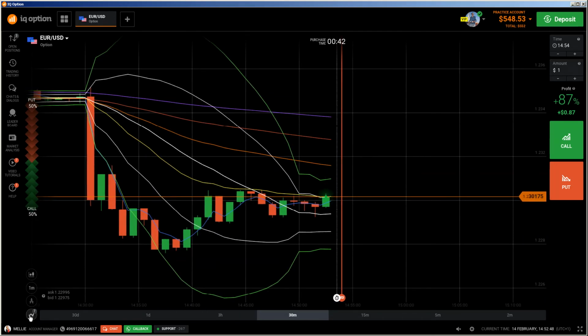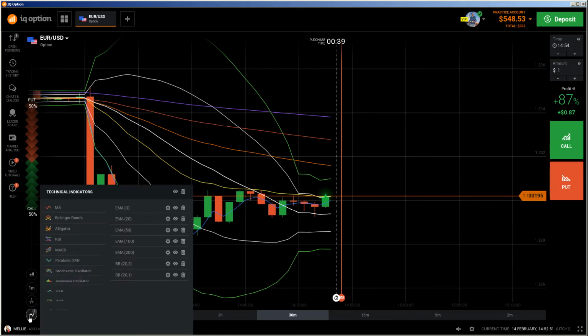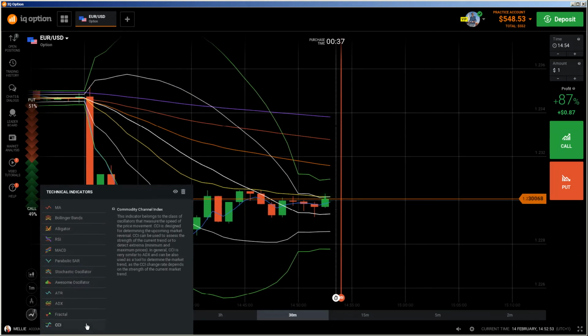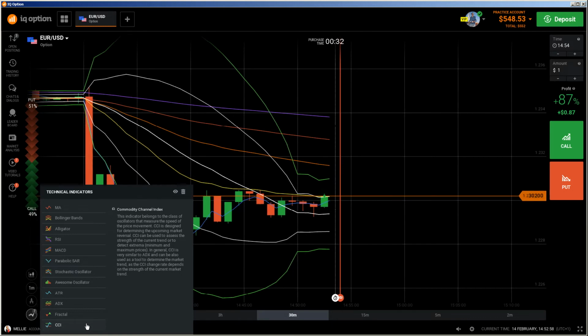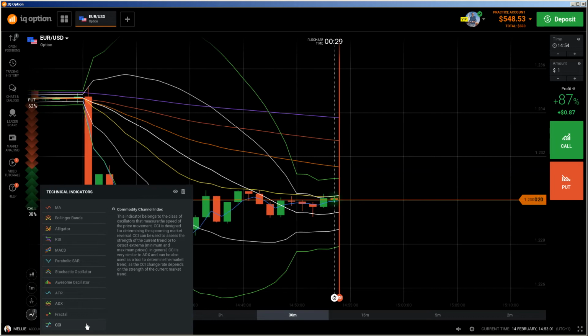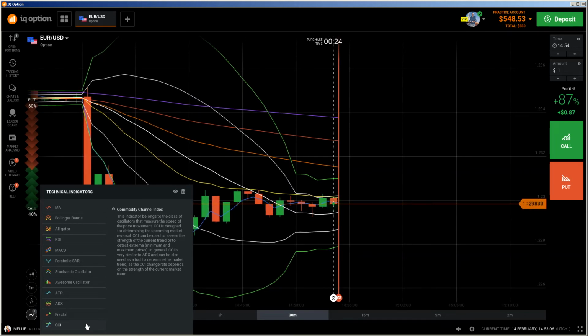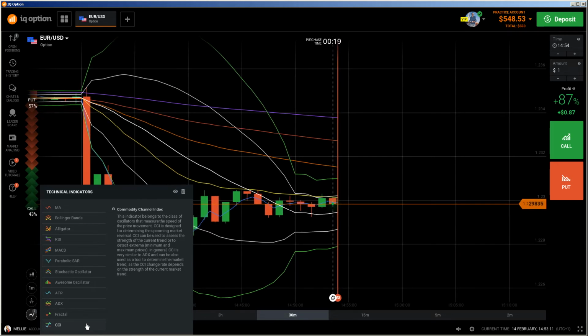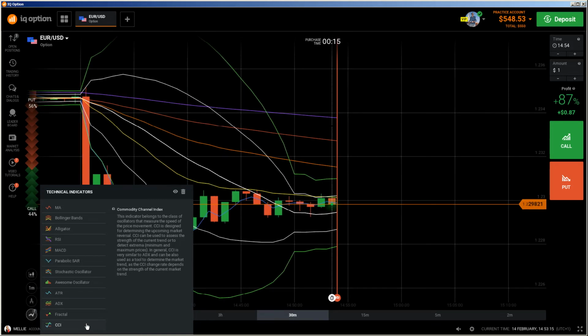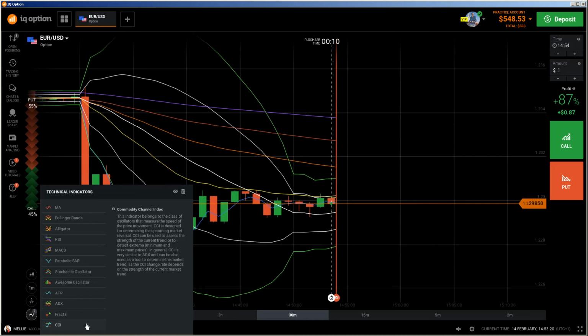So let me see what is going on here. The CCI: what is it? This indicator belongs to the class of oscillators that measure the speed of price movement. CCI is designed for determining the upcoming market reversal. It can be used to assess the strength of the current trend or to detect extrema, minimum and maximum prices. In general, CCI is very similar to the ADX and can also be used as a tool to determine the market trend, as the CCI change rate depends on the strength of the current market trend.